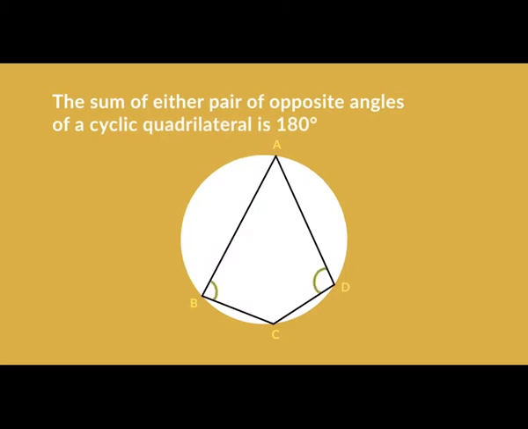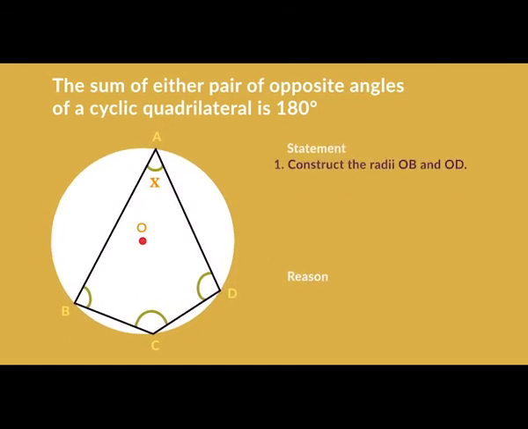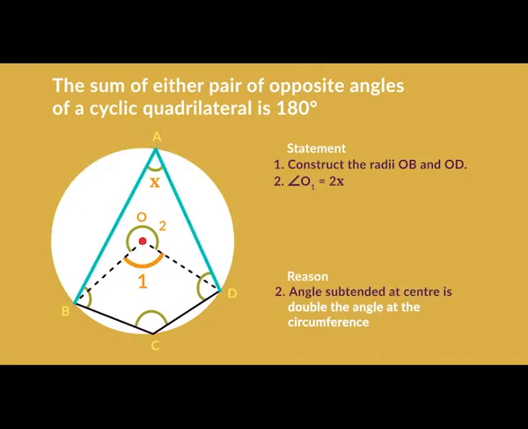We'll start with proving: the sum of either pair of opposite angles of a cyclic quadrilateral is 180 degrees. In this diagram, ABCD is a cyclic quadrilateral and the centre of the circle is O. Draw in the radii OB and OD, which divides the central angle O into angle O1 and angle O2. Angle O1 is double angle A, so it is 2x, because the angle subtended at the centre by arc BD is double the angle subtended at the circumference.